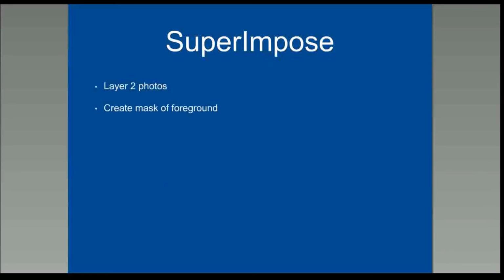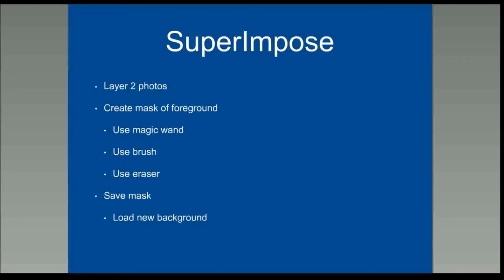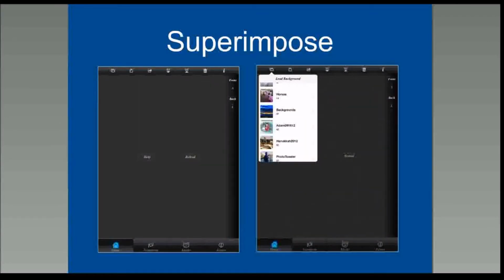So Superimpose allows you to layer 2 photos. You create a mask of the foreground. They have a magic wand tool that does quick edits. There's a brush and an eraser, which I'll show you what they do. You can also save the mask, which is very useful because sometimes it does take a little time to work on this app and you don't want to have to do it again. And load in a new background. And then you position the mask on the background and resize it as needed.